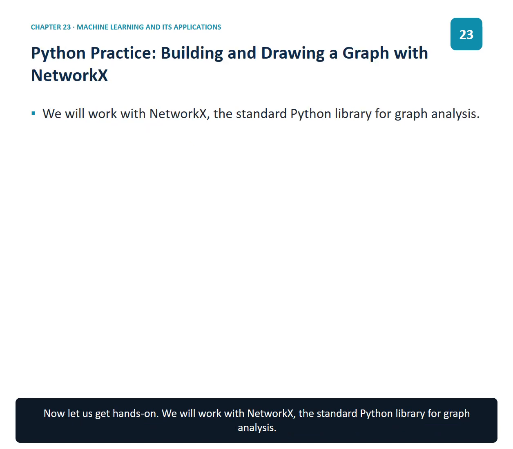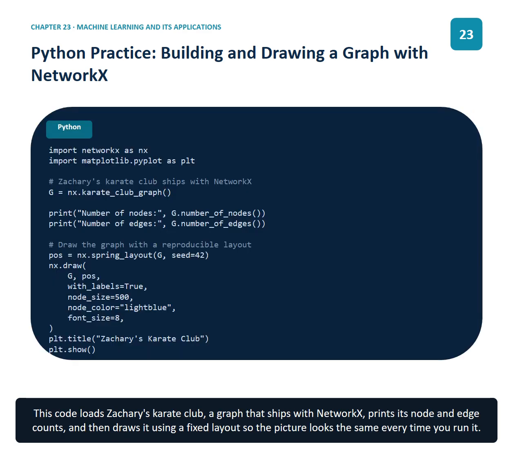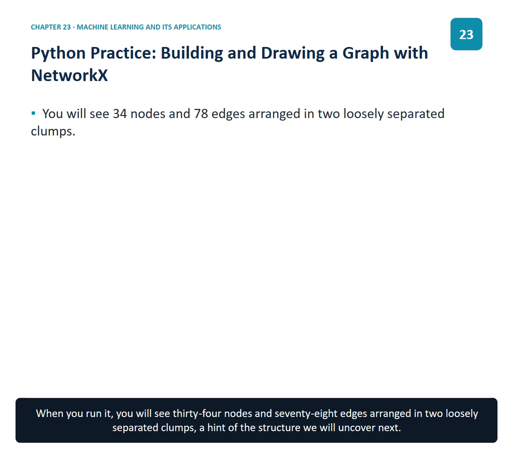Now let us get hands-on. We will work with NetworkX, the standard Python library for graph analysis. This code loads Zachary's Karate Club, a graph that ships with NetworkX, prints its node and edge counts, and then draws it using a fixed layout so the picture looks the same every time you run it. When you run it, you will see 34 nodes and 78 edges arranged in two loosely separated clumps, a hint of the structure we will uncover next.